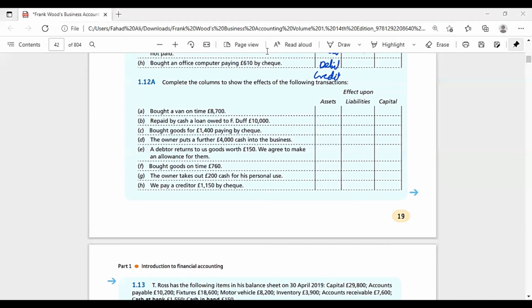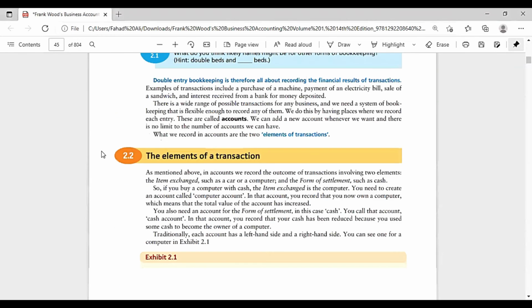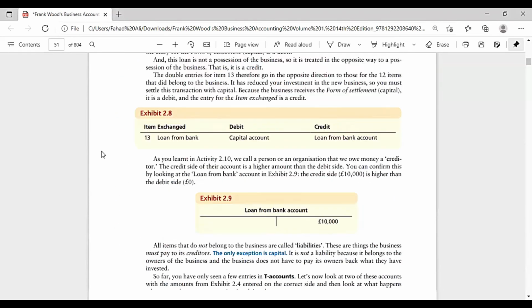I'll move the screen. Okay. So I'll move the screen. We'll learn the accounts concept. Okay.